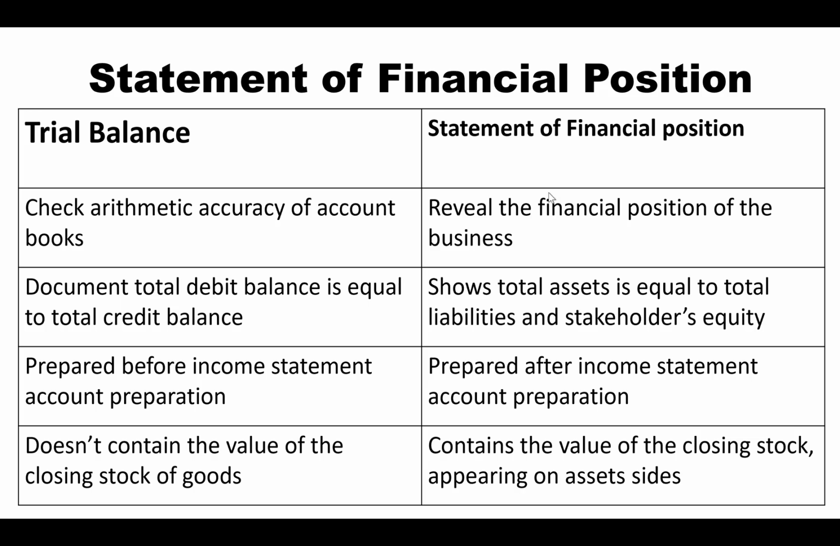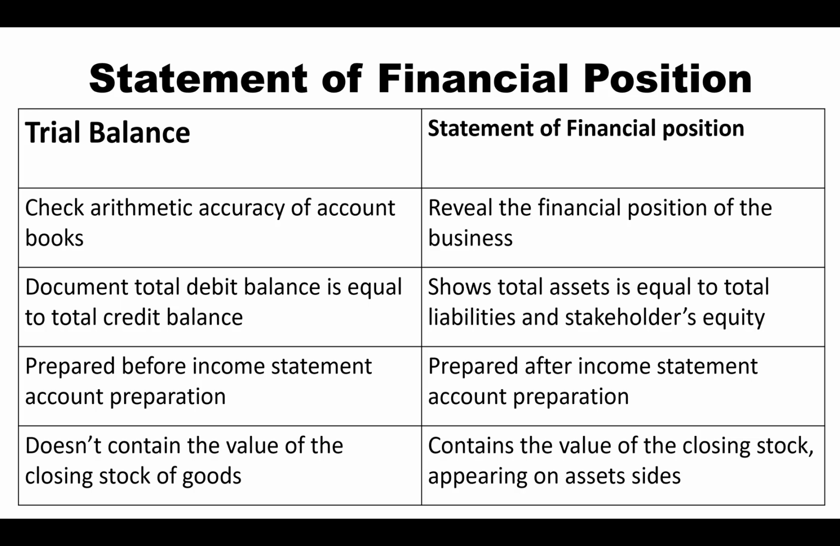For the statement of financial position, we shall now compare the difference between the trial balance and the financial position. The trial balance checks the arithmetic accuracy of the accounting books, while the financial position reveals the financial position of the business. In the trial balance, total debit balance is equal to total credit balance. For the financial position, total assets are equal to total liabilities and stakeholders' equity. The trial balance is prepared before the income statement, while the financial position is prepared after it.